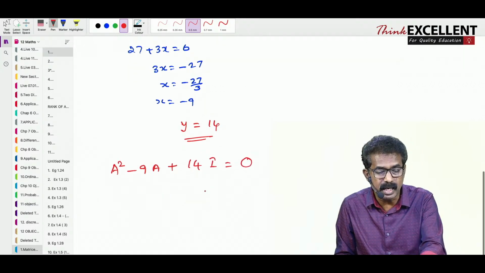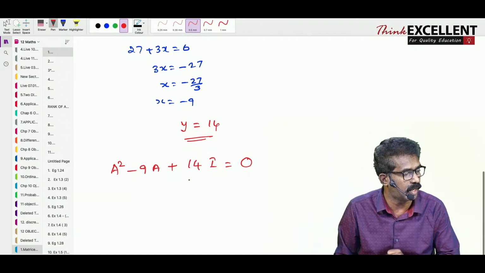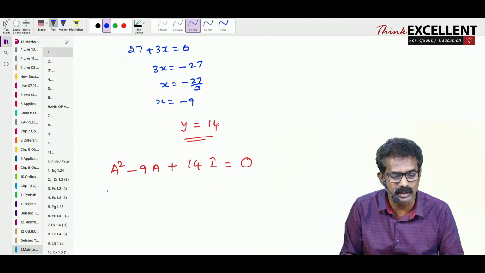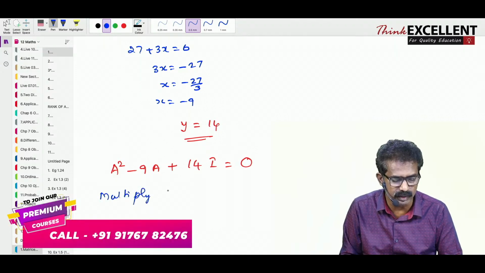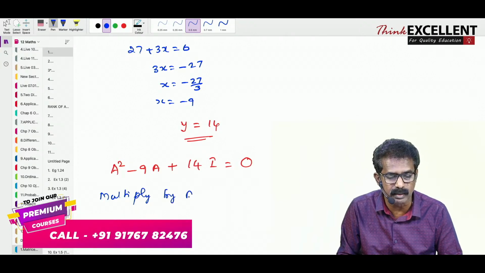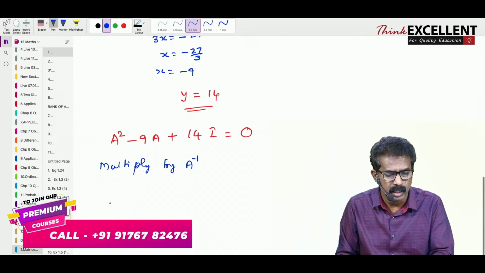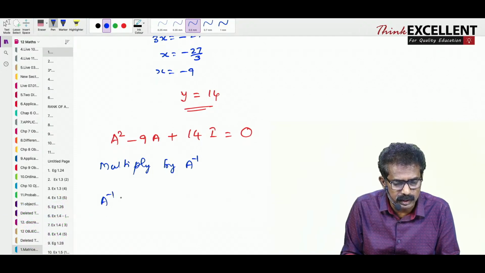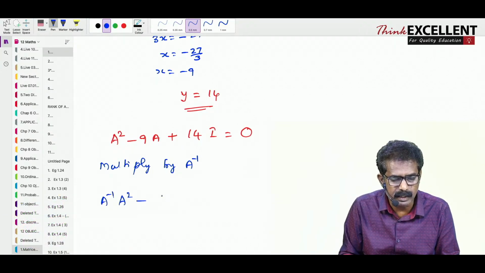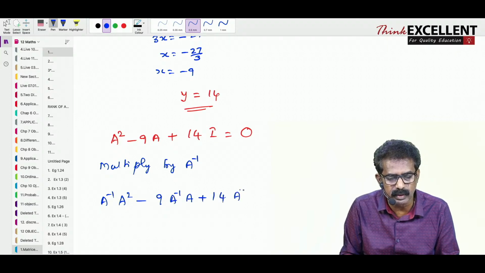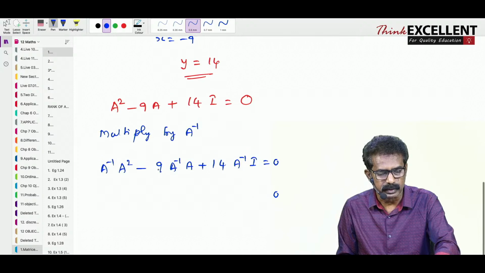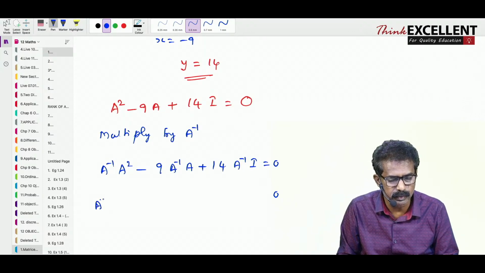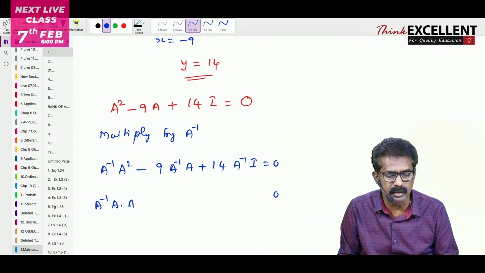Okay. From here, we have to find A inverse. Please listen very carefully how to find A inverse from here. I can multiply by A inverse. We have to find A inverse, right? So I can multiply by A inverse. Every term you multiply by A inverse. அப்போ first term என்ன பாருங்க? A inverse into A square minus 9 A inverse into A plus 14 A inverse into I. எல்லாமே pre-multiply. Firstல multiply பண்ணியிருக்கேன். Okay? Now please listen. A inverse into A square, A square can be written as A into A. A square can be written as what?